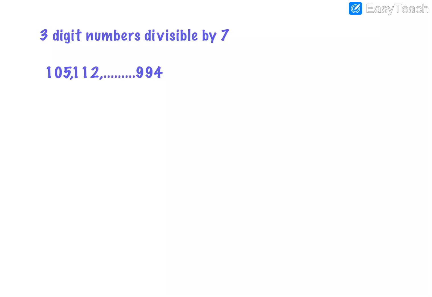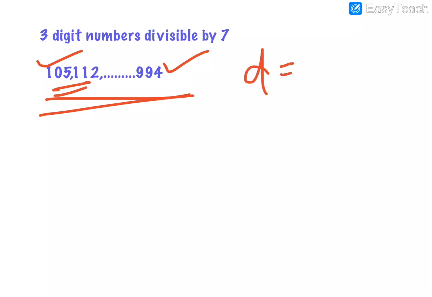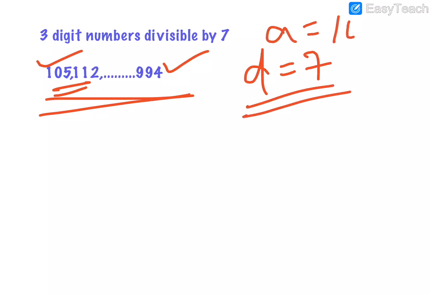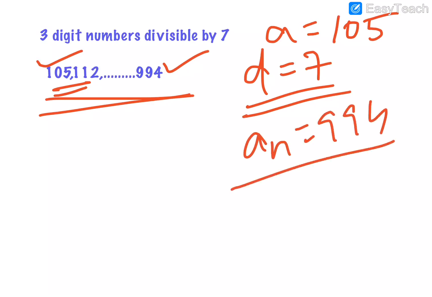So the question becomes, this is the series, it starts with 105 and the nth term is 994, and the d, obviously, since it is divisible by 7, the difference between two numbers will be 7. D is equal to 7. First term is equal to 105, nth term is equal to 994. Find how many such terms are there. That means you will have to find the value of n.